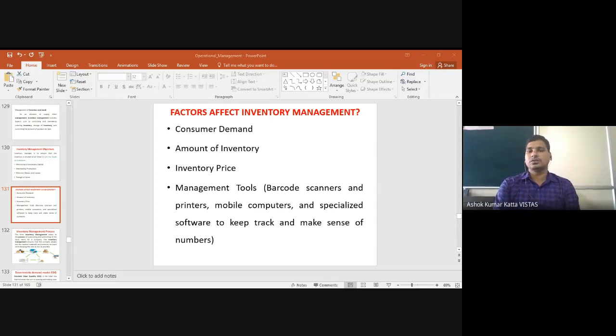The third one is about the inventory price. So the inventory price is either going to be constant or changing frequently. If the inventory price is constant for the next 6 or 7 months, that is really good, and we are happy to buy. But sometimes you will understand that in future the prices of products are going to increase.